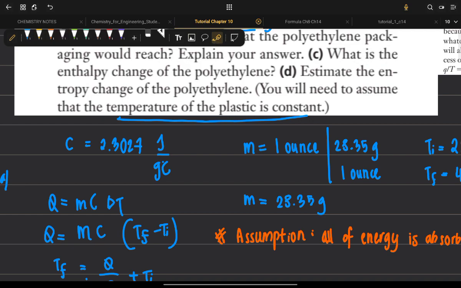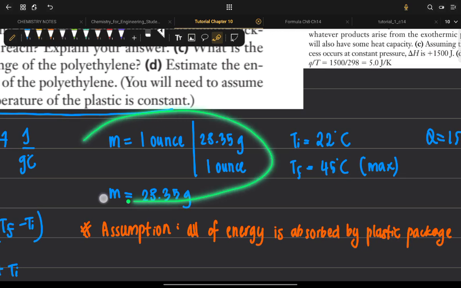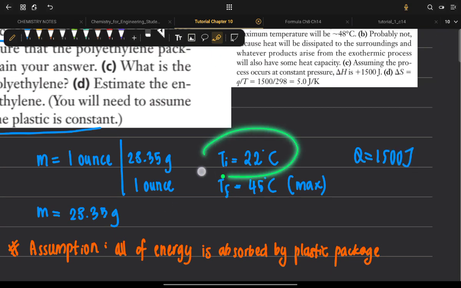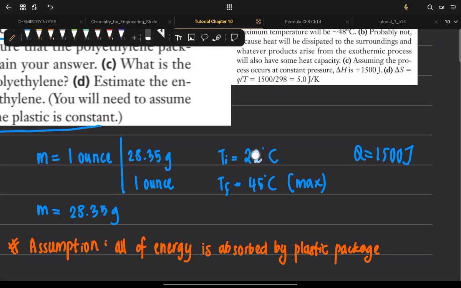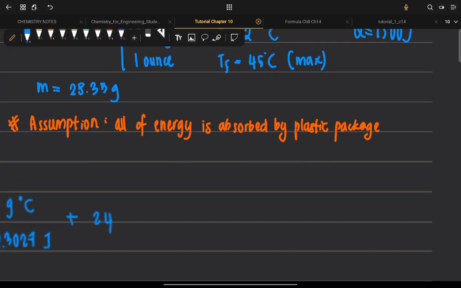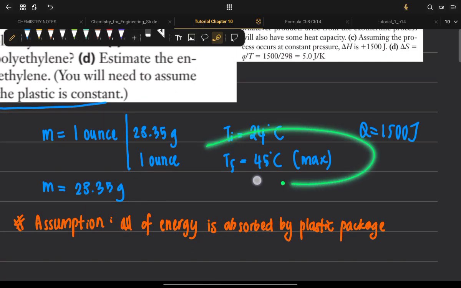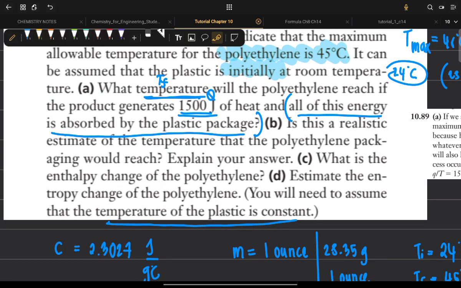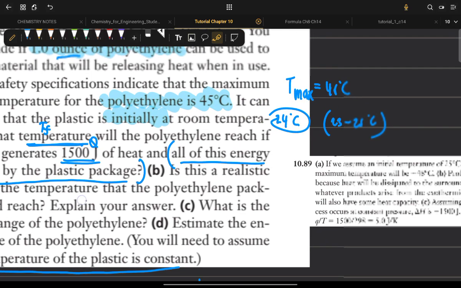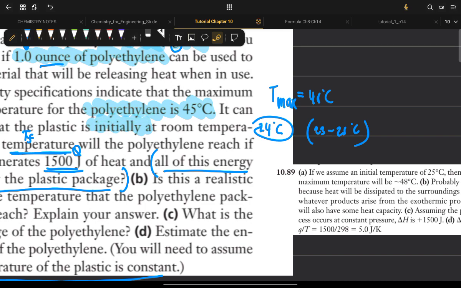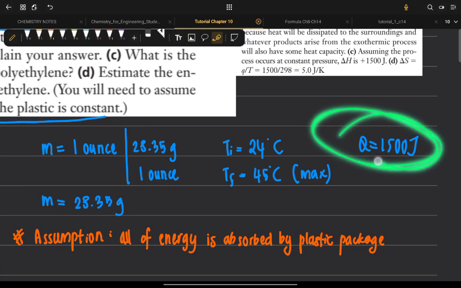So I got this. This is C. This is our mass, which is 1 ounce equals 28.35 gram. T initial is actually 24. Sorry, I forgot to change it here. And then the specification here is 45 degrees Celsius, because it says polyethylene can be sustained until 45 degrees Celsius. If more than 45 degrees Celsius, polyethylene will degrade. So Q we have 1500 joule.